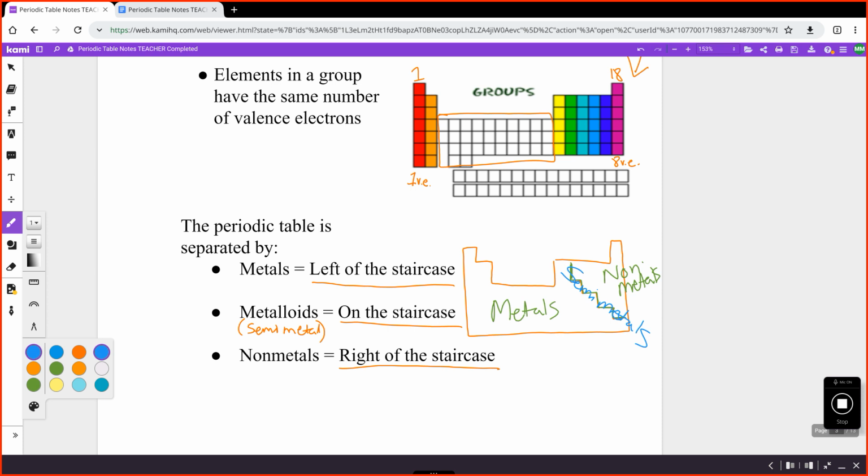In the next lesson, I'm going to talk about the differences between metals, metalloids, and nonmetals, and why things are classified as those 3 categories.